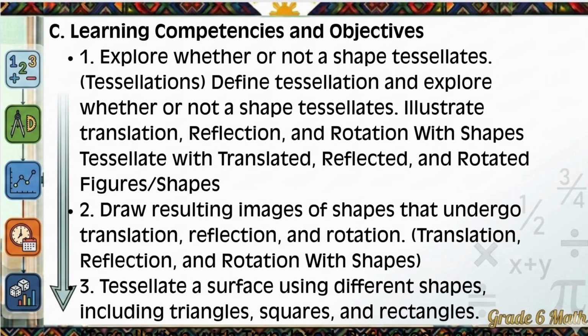C. Learning competencies and objectives. 1. Explore whether or not a shape tessellates. Tessellations. Define tessellation and explore whether or not a shape tessellates. Illustrate translation, reflection, and rotation with shapes. Tessellate with translated, reflected, and rotated figures, shapes. 2. Draw resulting images of shapes that undergo translation, reflection, and rotation. Translation, reflection, and rotation with shapes. 3. Tessellate a surface using different shapes, including triangles, squares, and rectangles.